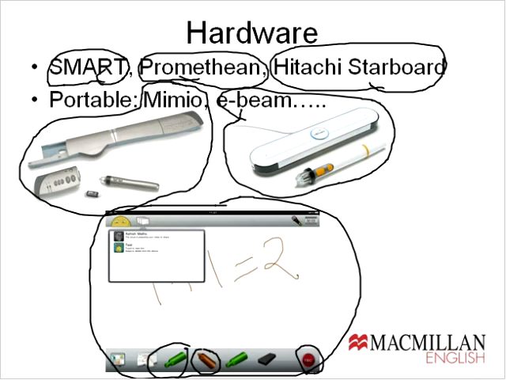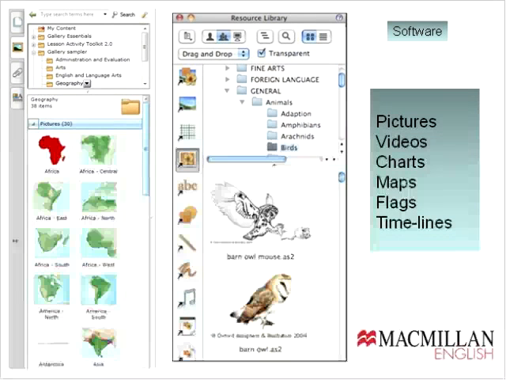Okay, so it's interesting about Japan adopting Promethean. It's always interesting to find out why somebody chose one particular board or another. So that's just a little word about hardware.